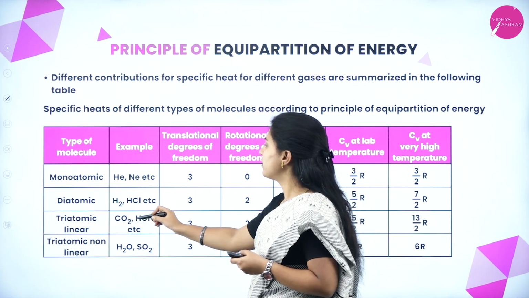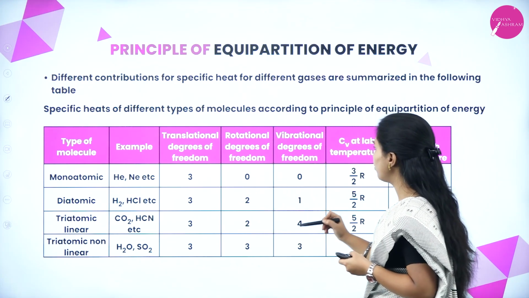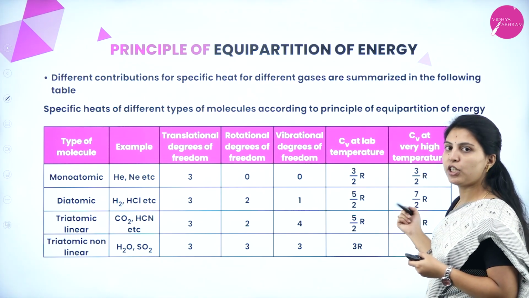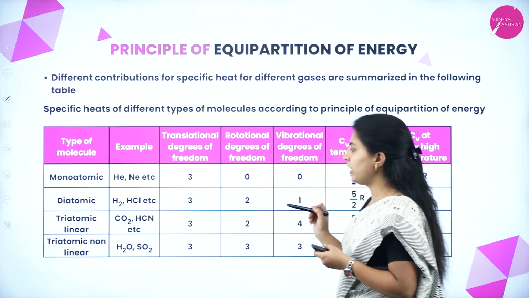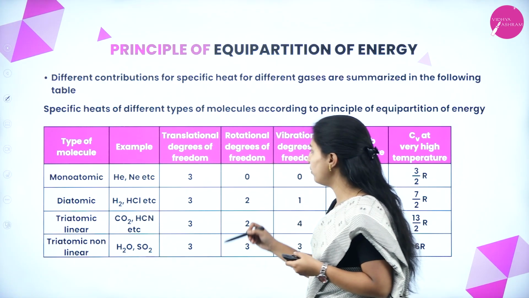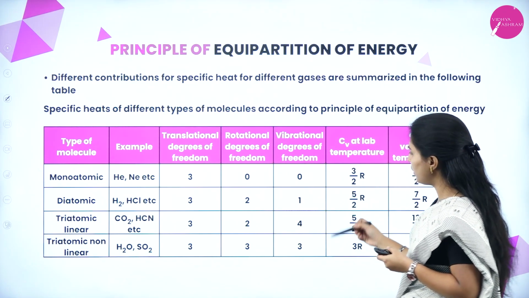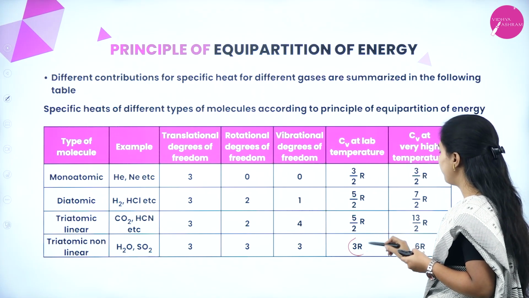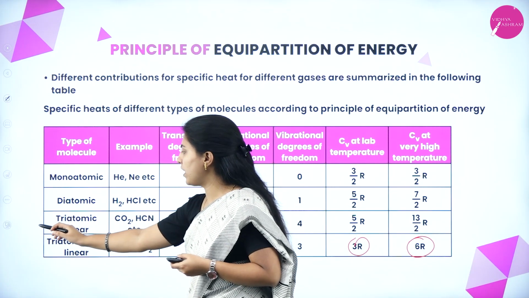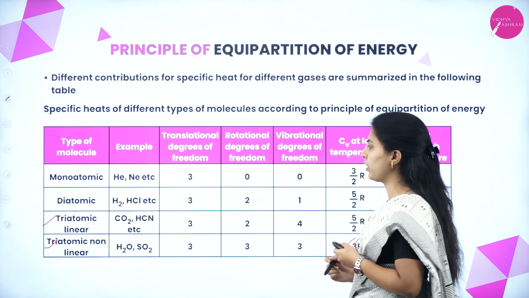Triatomic linear, like CO2, HCN, etc. For all, translational is 3, rotational is 2, vibrational 4; Cv is 5/2 R and 13/2 R. And triatomic non-linear, like H2O and SO2: translational 3, rotational 3 and vibrational is also 3; 3R and this is 6R. Usually for your next classes, triatomic linear and non-linear is very much important.